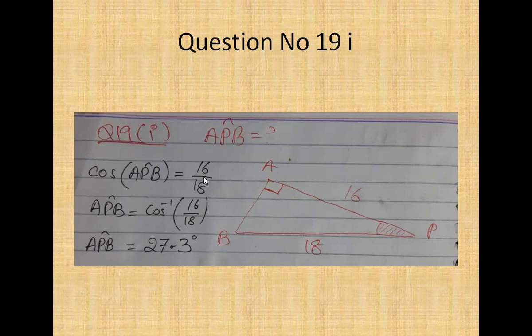So the cos APB will be equal to, I know this side, I know this side, I want to know this angle. This is your base, this is your hypotenuse. The ratio between the base and the hypotenuse is known as cos. So cos APB will be equal to 16 by 18. Cos is base by hypotenuse. So APB will be equal to cos inverse 16 by 18. In your calculator, you will write shift cos bracket start 16 divided by 18 bracket close equals, and you will get 27.3. So this angle here is 27.3.